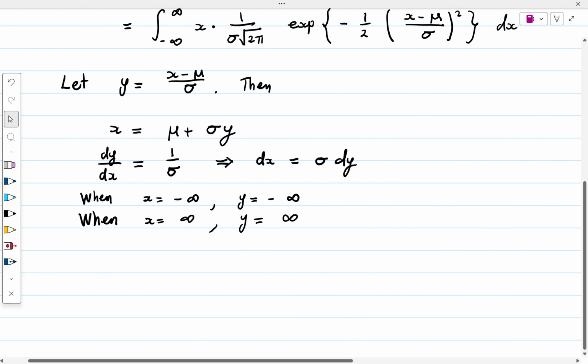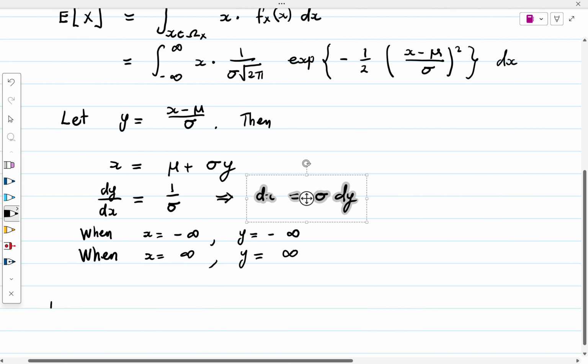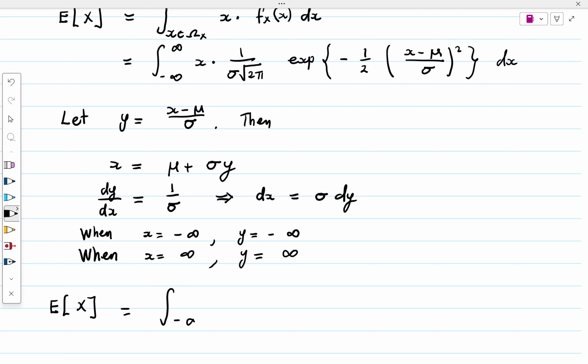Now that we have performed our substitution, let's rewrite the integral. So the expected value of x is still negative infinity to infinity. The x value here we actually recalculated in this part, so we can rewrite that as mu plus sigma y, close the brackets. We've still got our 1 on sigma square root 2 pi from the expression above.